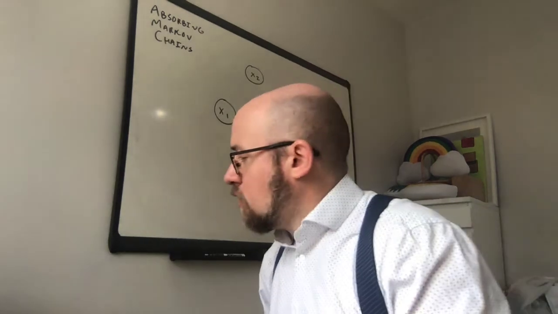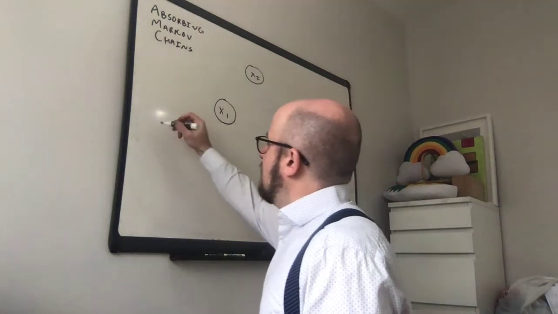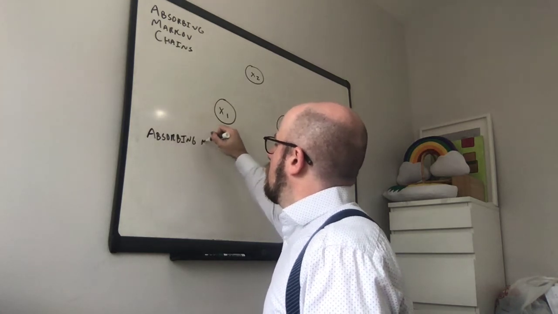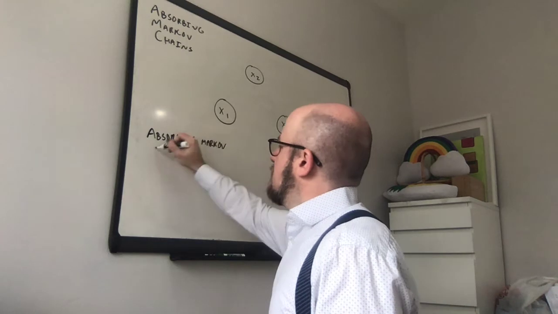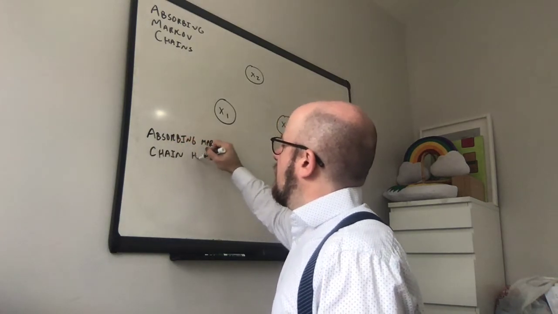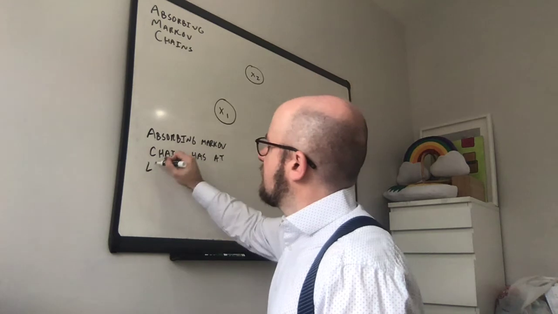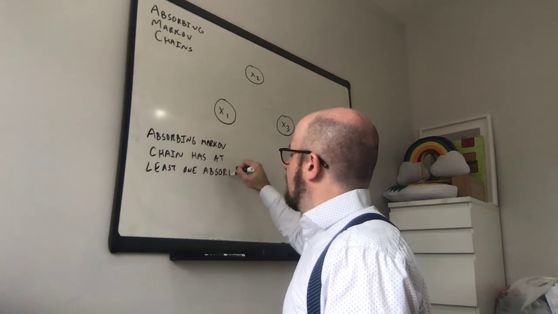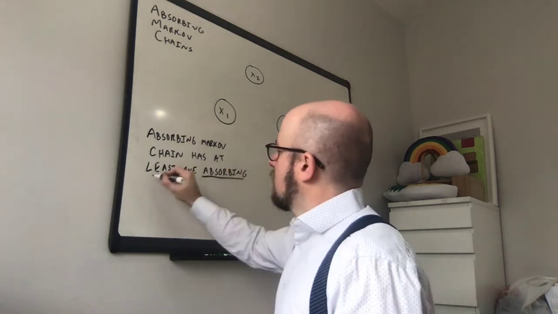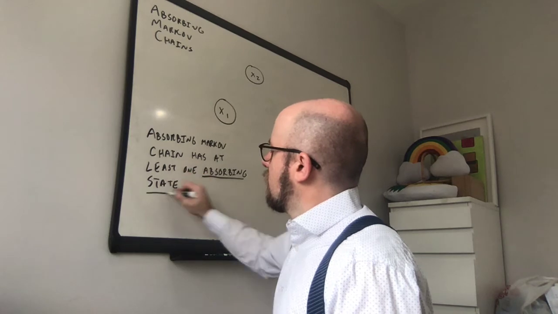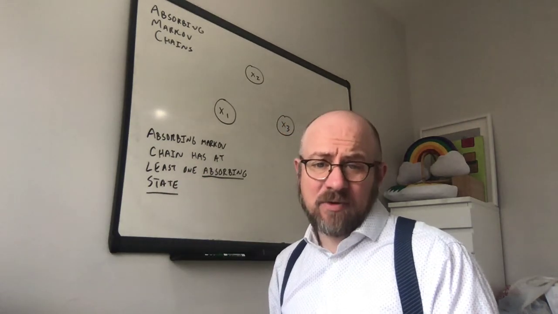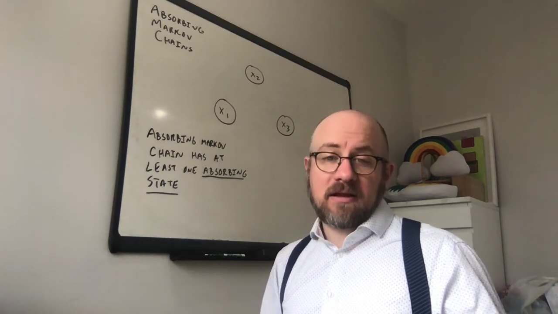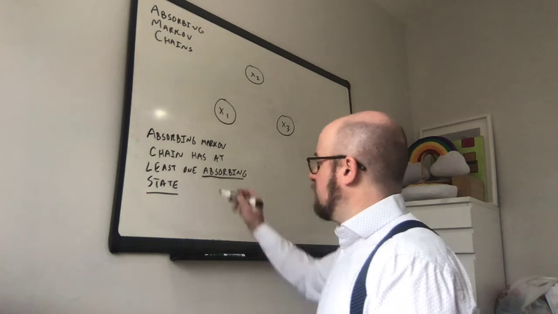Okay, so what an absorbing Markov chain is: it has at least one absorbing state. And an absorbing state is exactly what it sounds like. It's a state that keeps everything in it. It collects all of the different values in it.